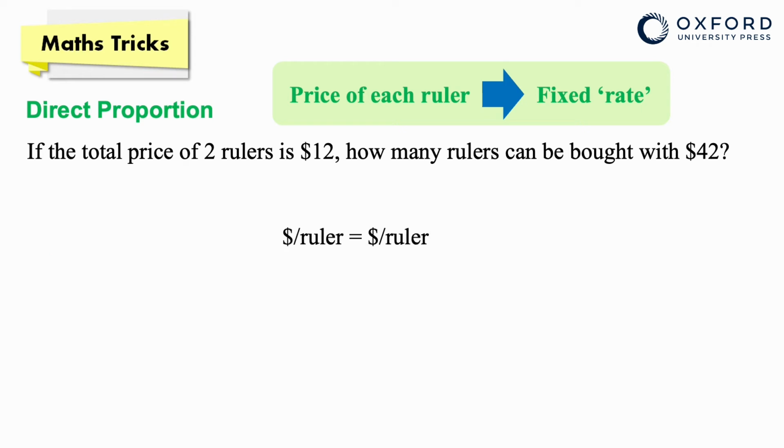Let me show you how to solve the question. The total price of 2 rulers is $12. The price of each ruler is 12 divided by 2. Let n be the number of rulers that can be bought with $42. Then, on the right-hand side of the equation, we have 42 divided by n. We have a fixed rate on both sides of the equation. Solving the equation, we find that n is equal to 7.